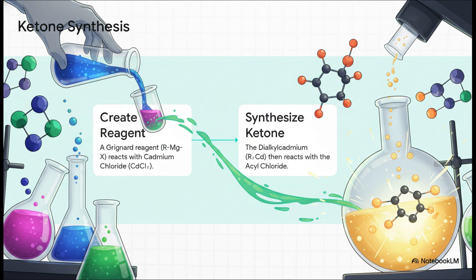Now, this special reagent isn't something you can just grab off a shelf. You actually have to make it right before you use it. It's a two-step process. First, you take a powerful carbon-based tool called a Grignard reagent and react it with cadmium chloride. That creates the dialkyl cadmium. Then, you take that freshly made reagent and add it to your acyl chloride to synthesize the ketone.